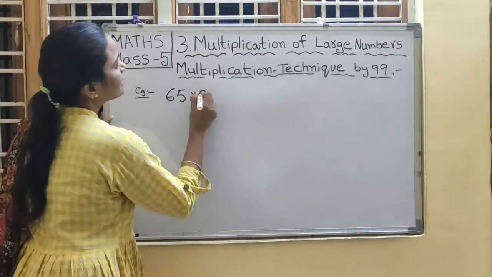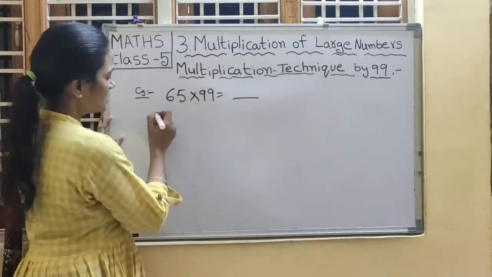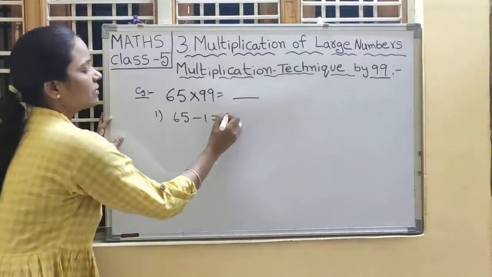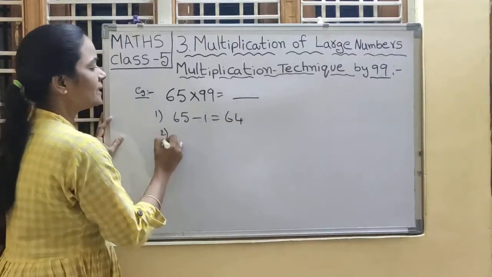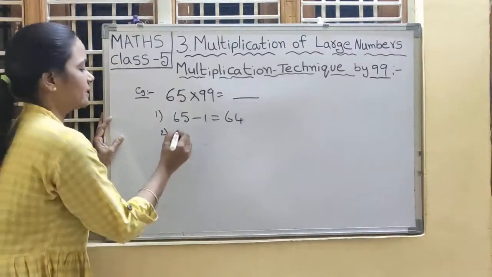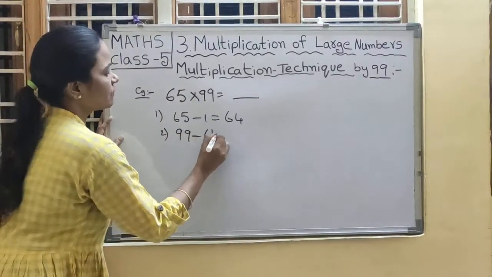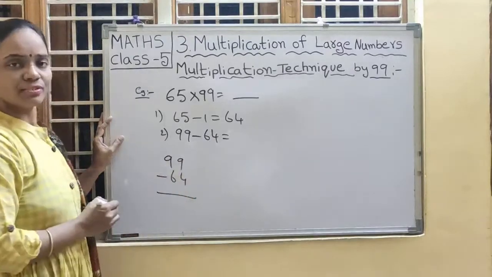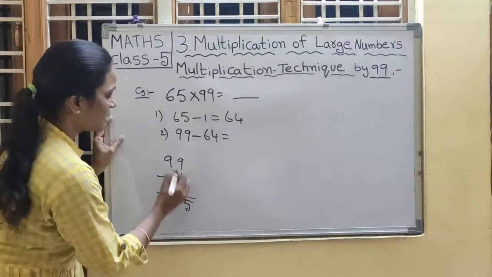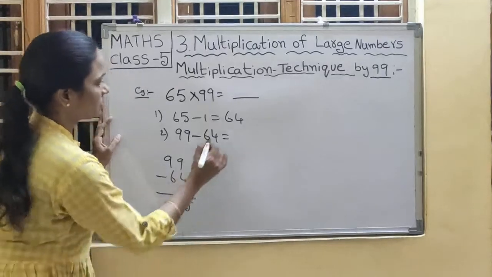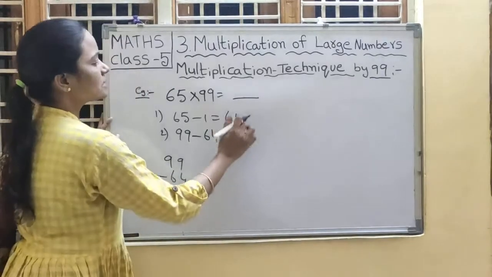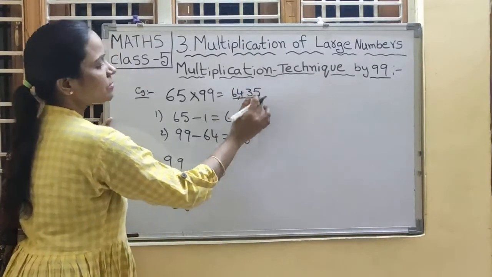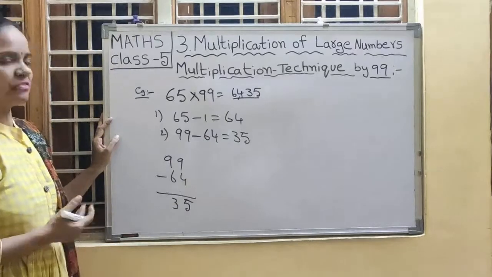65 into 99. What is the answer? So first step, what do we have to do? 65 minus 1. What is the answer? 64. Second, this answer should be subtracted from 99. So 99 minus 64, how much? 9 minus 4 is 5. 9 minus 6 is 3. So 35. First write down the 64, next write down the 35. It is 6435. Very simple.